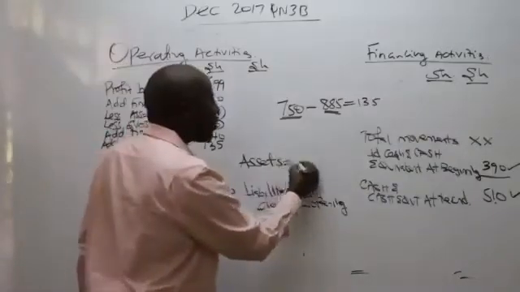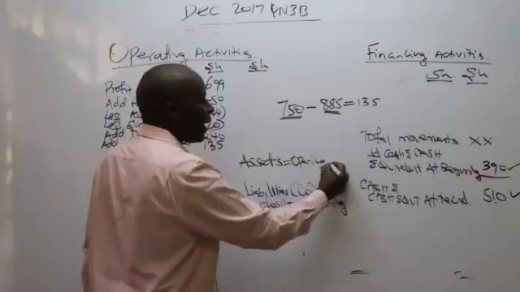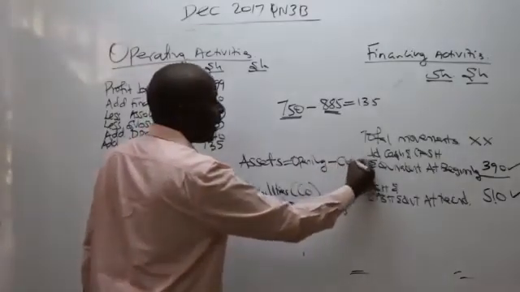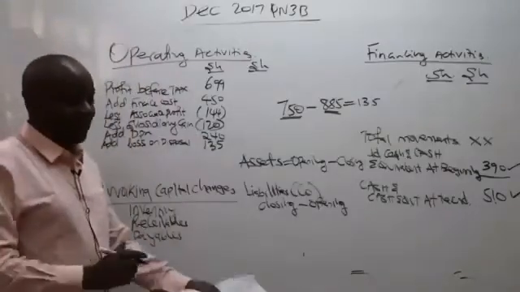And for assets it shall always be the opposite. It will be opening minus closing. Always opening minus closing.